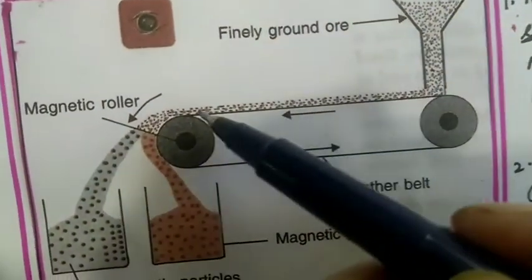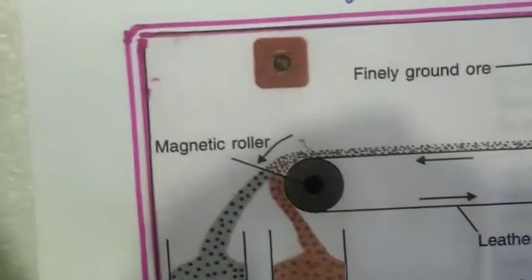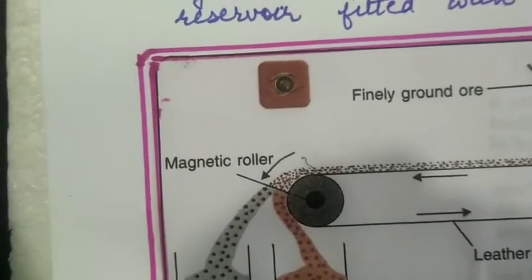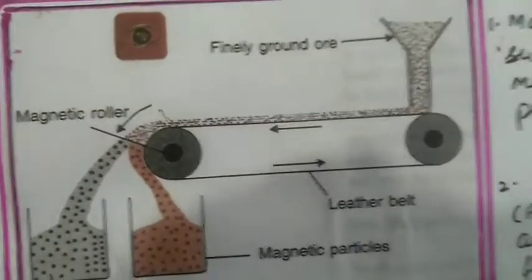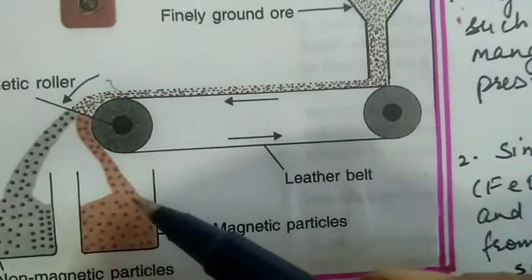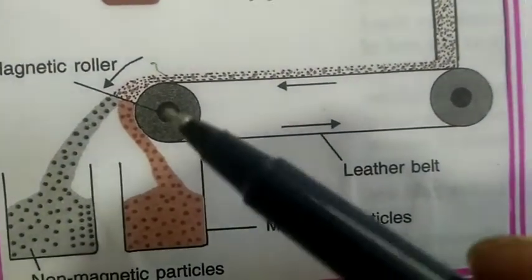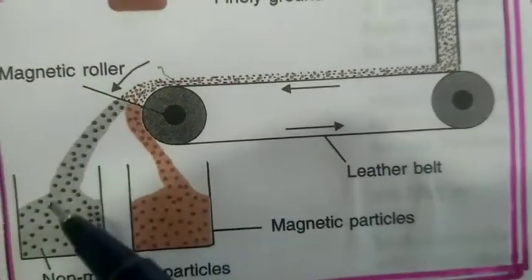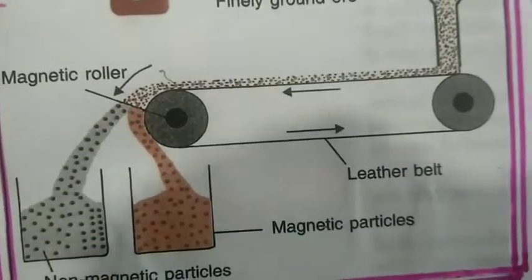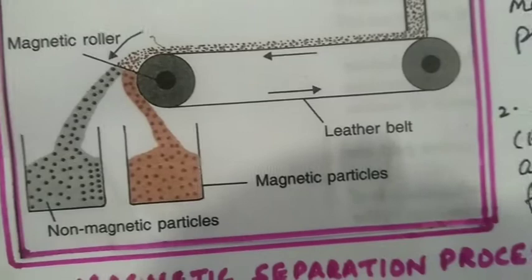This ore moves towards this side, and as it reaches the other end, the magnetic ore is attracted by the magnet and falls nearer to the roller, whereas the non-magnetic impurities form a separate heap because they fall at the further end of the roller.